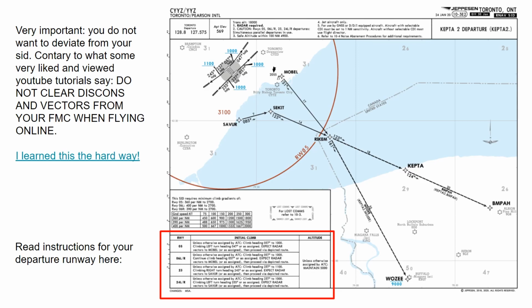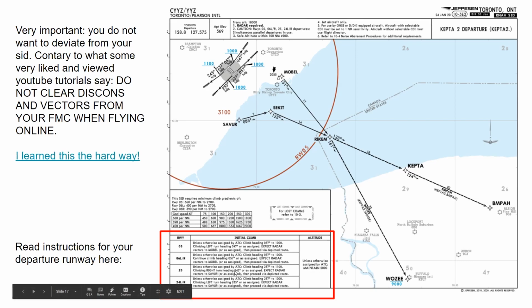So basically, you're going to want to look at the runway that you're departing from, right? So that's runway 23 in this case, which is this runway like this. The runway heading is 237. And then you're going to want to come down here, or it'll be somewhere in a corner on these charts. And you're going to want to look at your runway that you're departing from, and read your climb instructions.